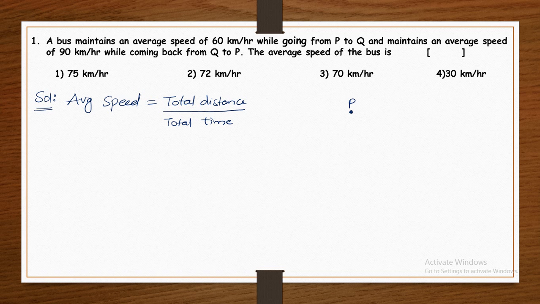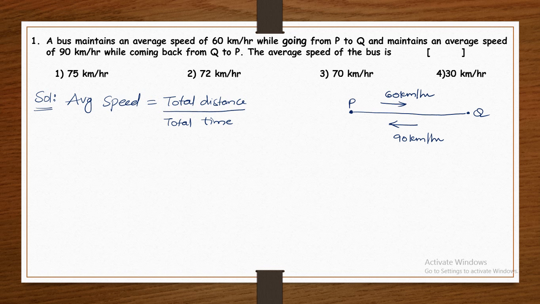Here what is happening? From point P to point Q a bus is moving. From P to Q the bus is moving at a speed of 60 km per hour, and from Q to P it is moving at a speed of 90 km per hour. But here we don't have any distances given.